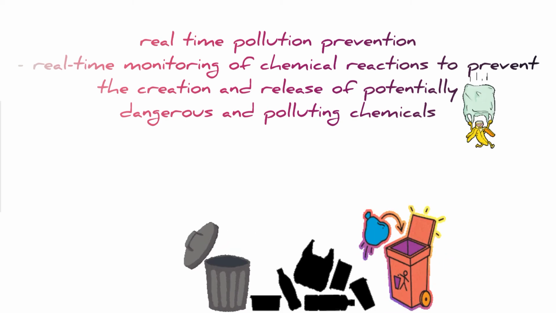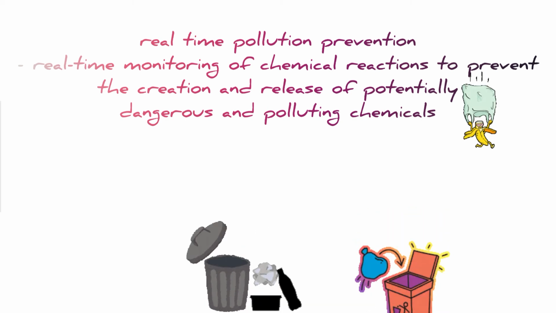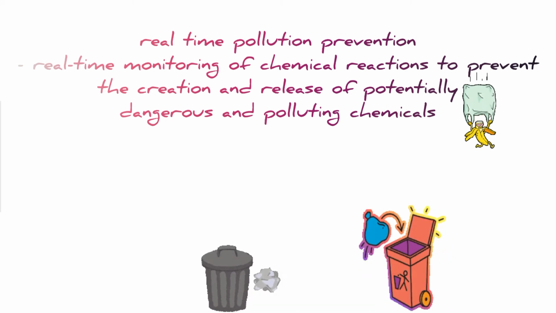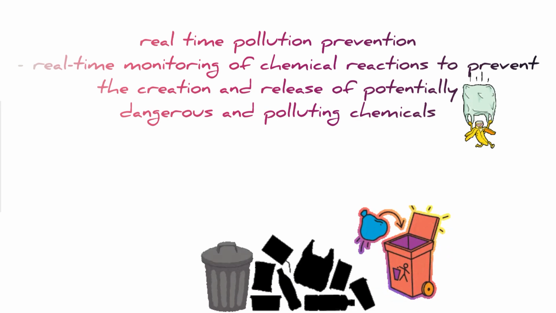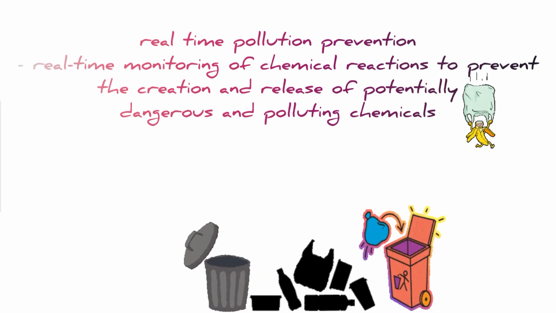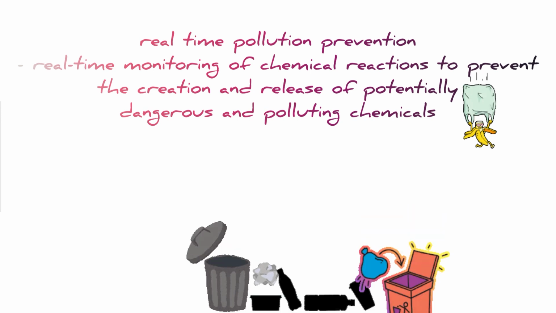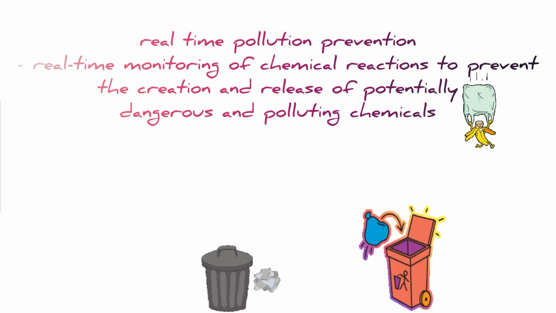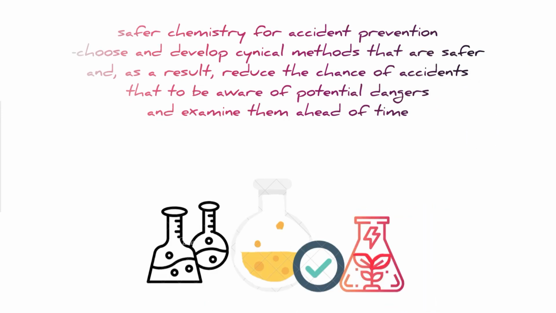The 11th principle: real-time pollution prevention. This principle focuses on real-time monitoring of chemical reactions to prevent the creation and release of potentially dangerous and polluting chemicals. The 12th principle: safer chemistry for accident prevention. This is the last principle of green chemistry, which focuses on choosing and developing chemical methods that are safer and, as a result, reduce the chance of accidents. The second point is to be aware of potential dangers and examine them ahead of time.